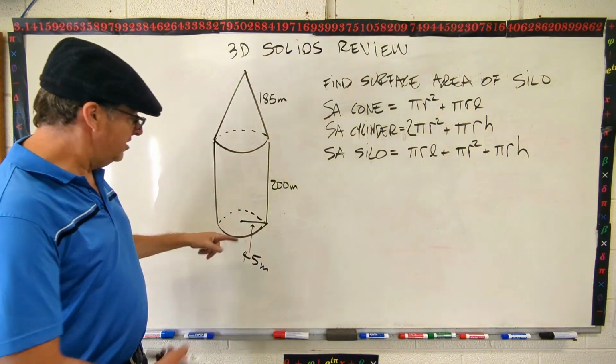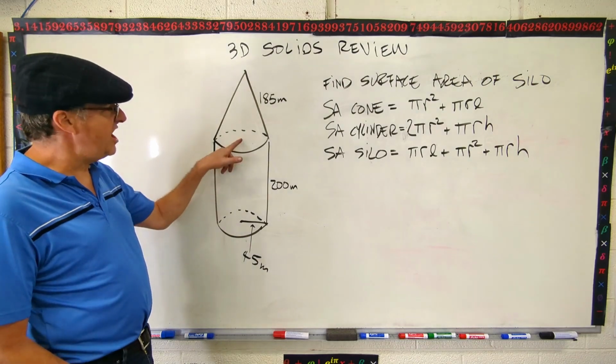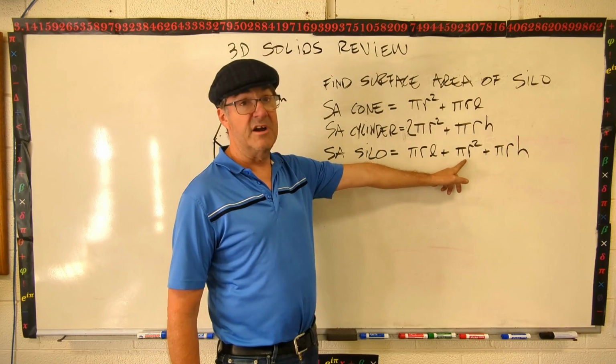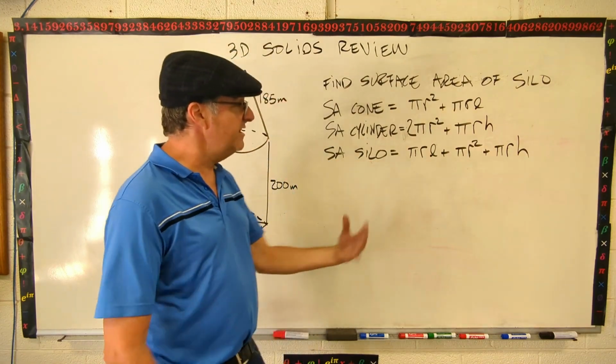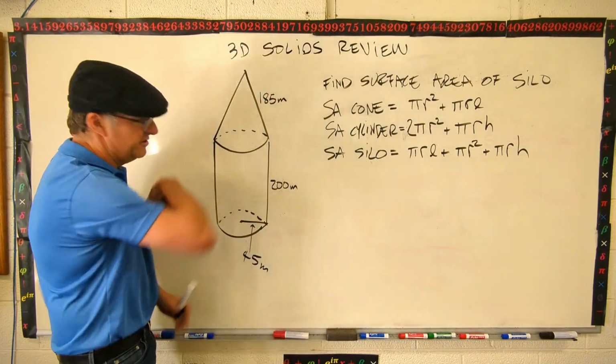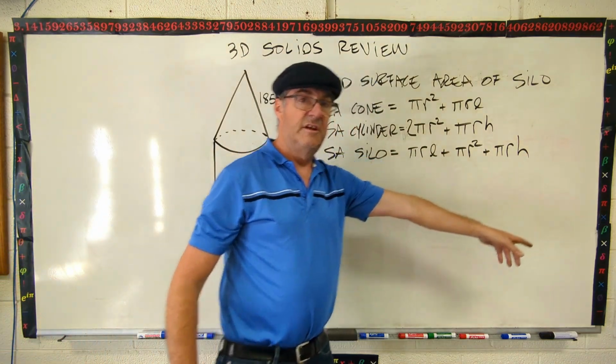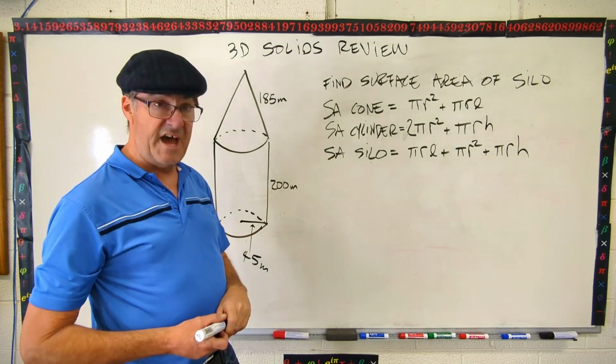Now for the cylinder, we do have one base, just not the other. So instead of 2 pi r squared for two bases, I just have pi r squared for one base. And then finally, I need the curved surface of the cylinder. That's entirely there in the silo. So that's 2 pi rh. Now go ahead, pause the video and do that calculation.